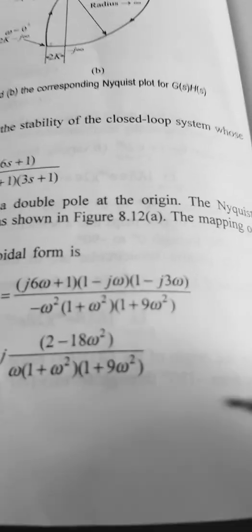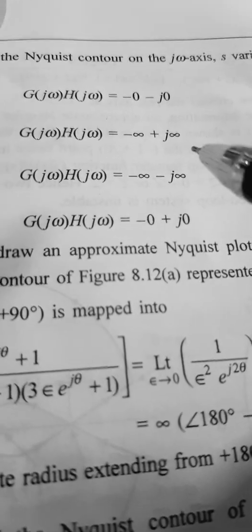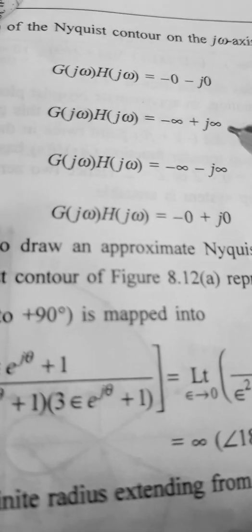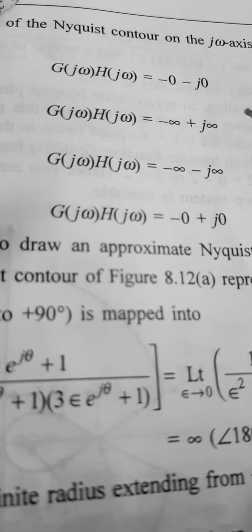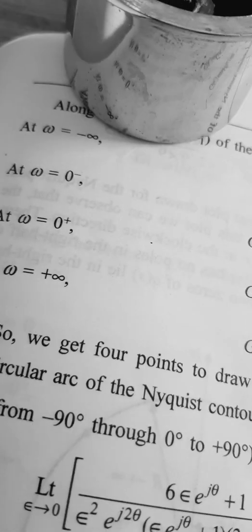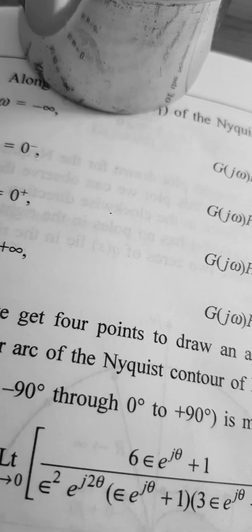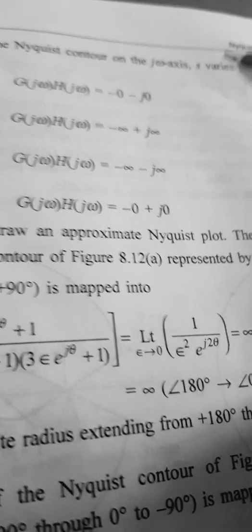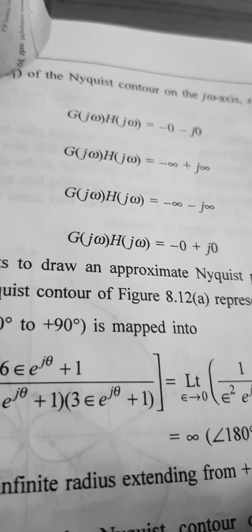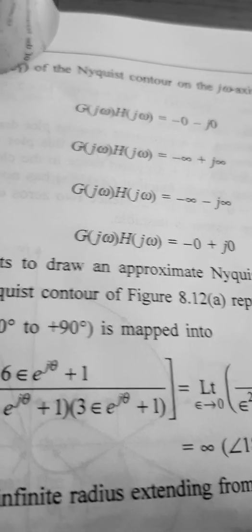Plus j infinity. So when omega is equal to minus 0, you are getting minus infinity plus j infinity. This is very crucial. This will decide the shape of the Nyquist plot. So you should take your own time. The first time you go through this, take your own time to understand it. All of you try to do this and complete it.